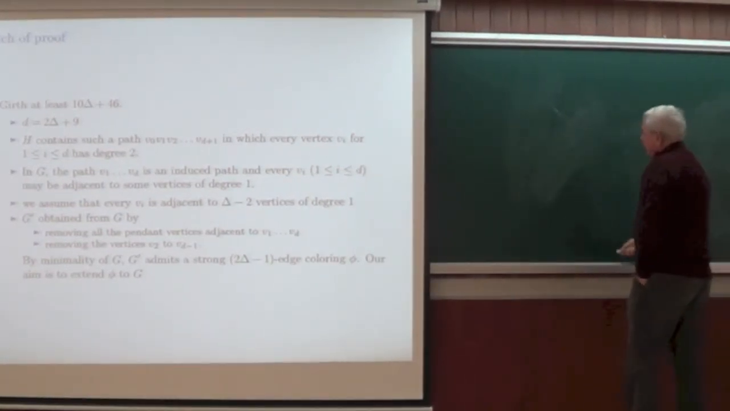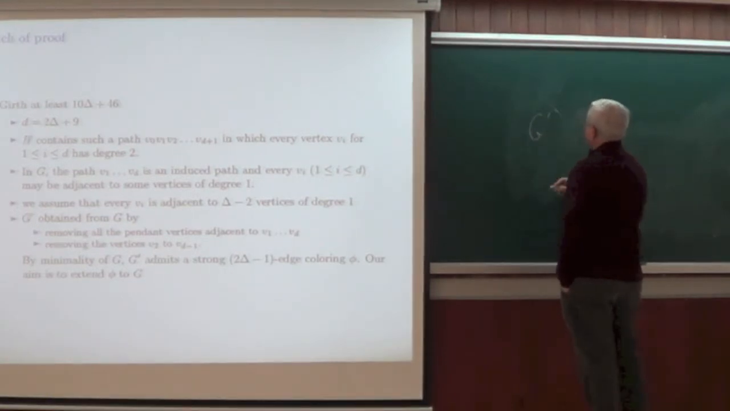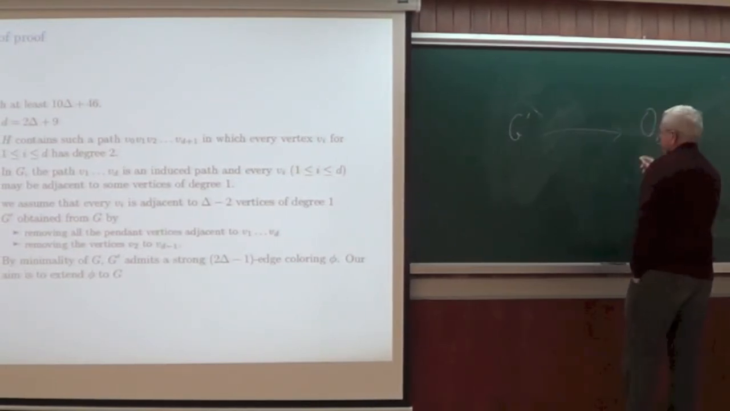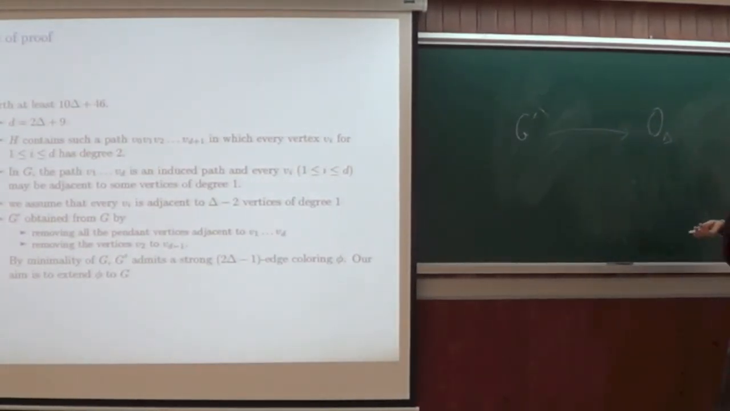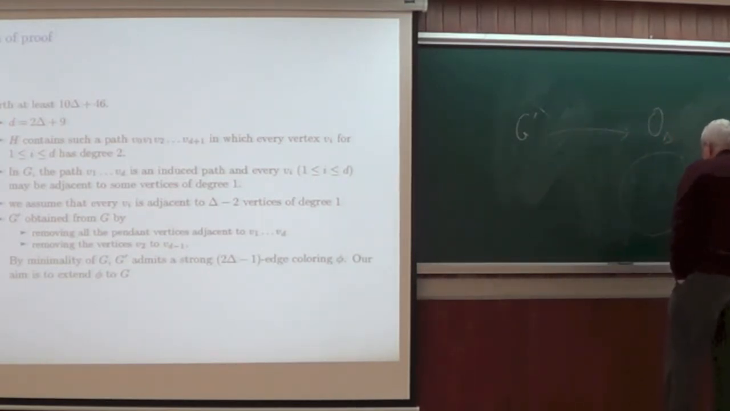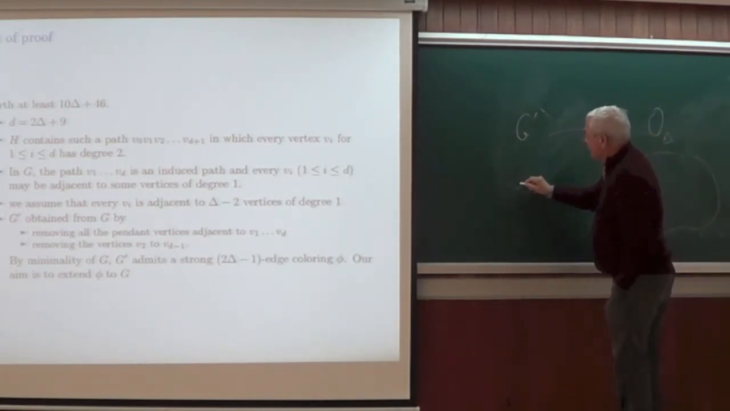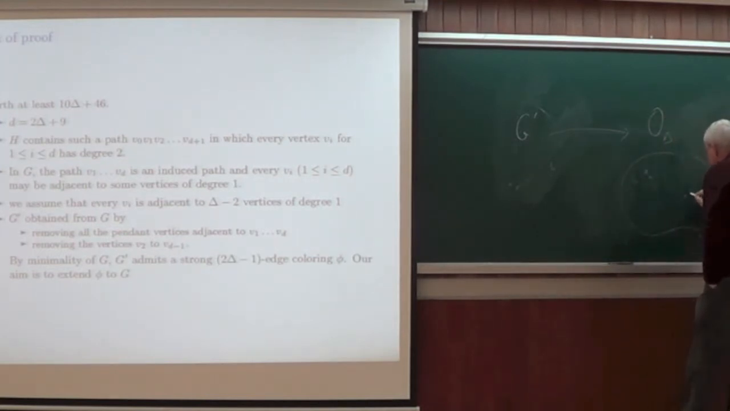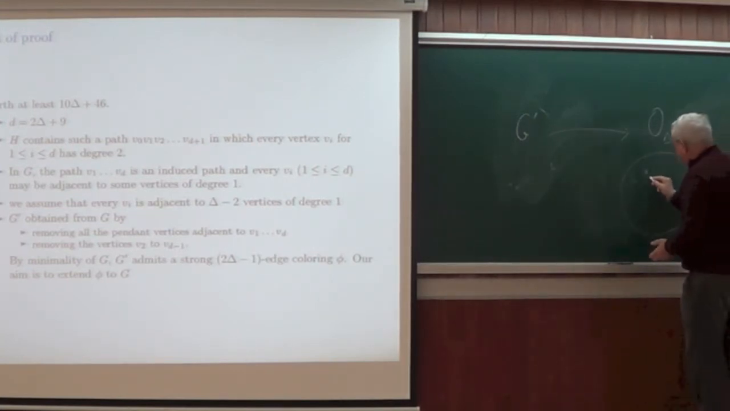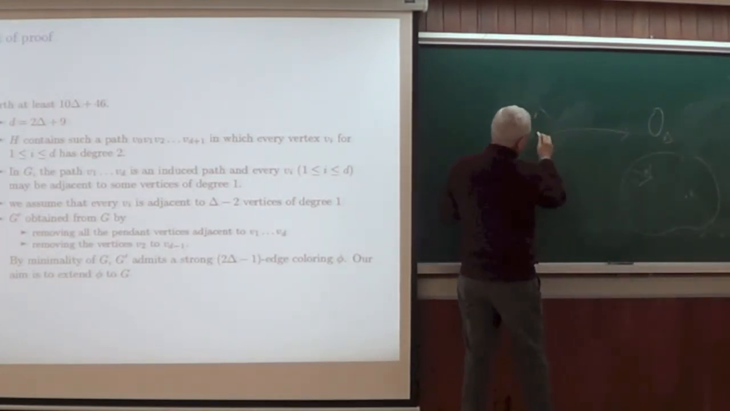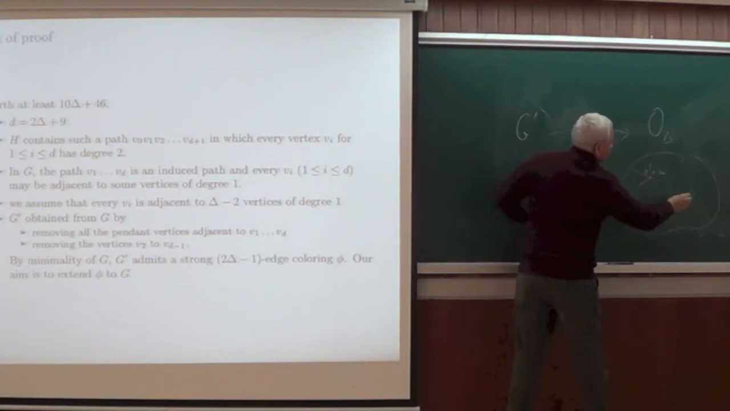So my graph G prime is G minus this path, going into O delta, I would say. The extremities of the path, A and B, are somewhere here. And I assume that it is a good strong edge coloring, so it is locally injective, which means it is a strong edge coloring. The mapping R from this one is going to this vertex of O delta.